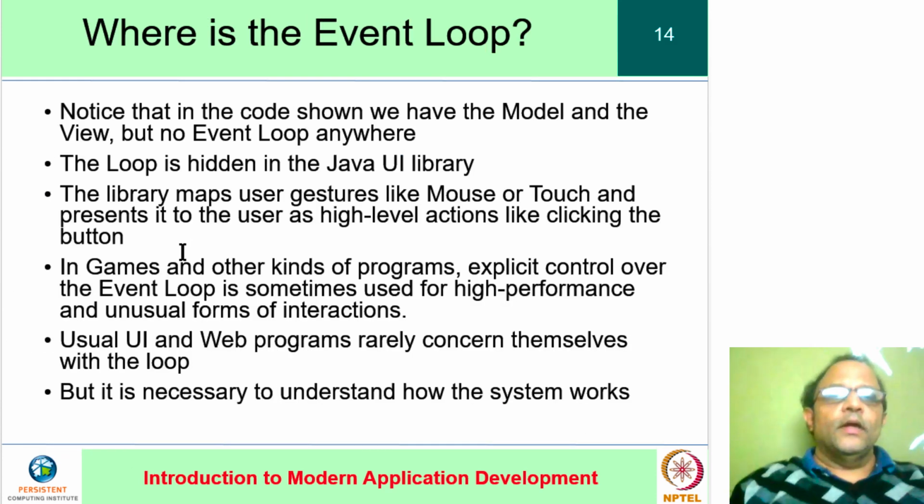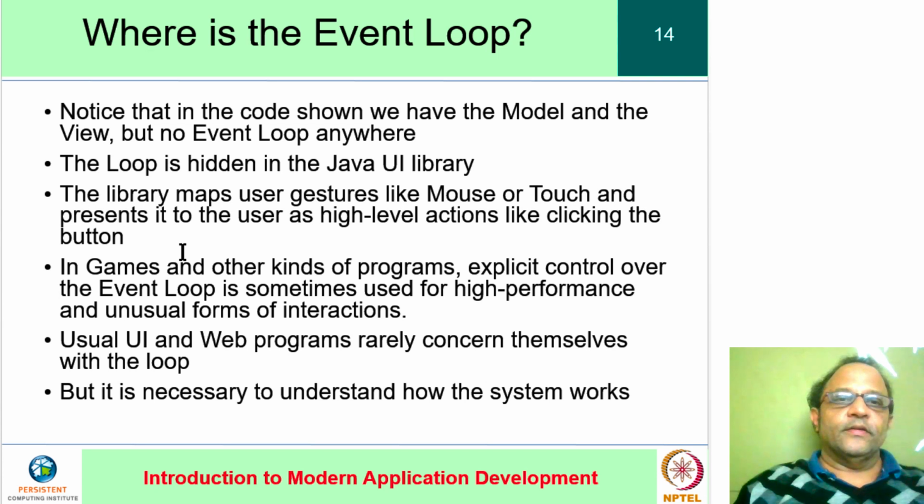Alright. Now in all this, you would notice that the event loop is nowhere to be seen. So what's going on? Although we have shown it in the model view diagram. What's going on is that the event loop is actually hidden by the Java UI libraries. The event loop is a sort of a two-level structure. At one level, the lowest level, the event loop interacts directly with the raw input devices such as keyboards and mouse.